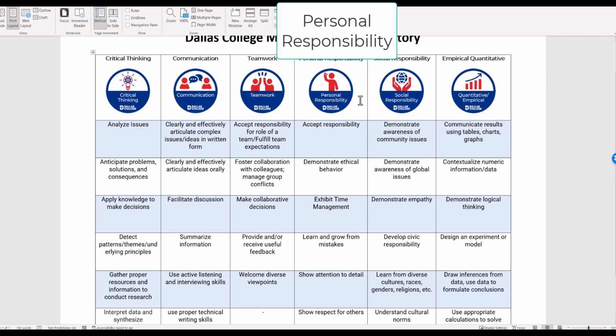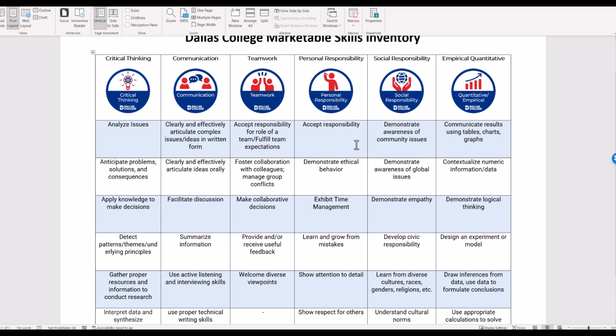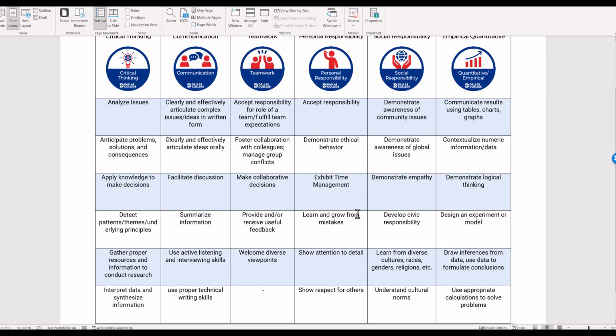The last one is social responsibility. We accepted responsibility for ourselves. We demonstrated ethical behavior. We exhibited time management. We learned to grow from our mistakes. We learned to show attention to detail. And we learned to show respect for others.